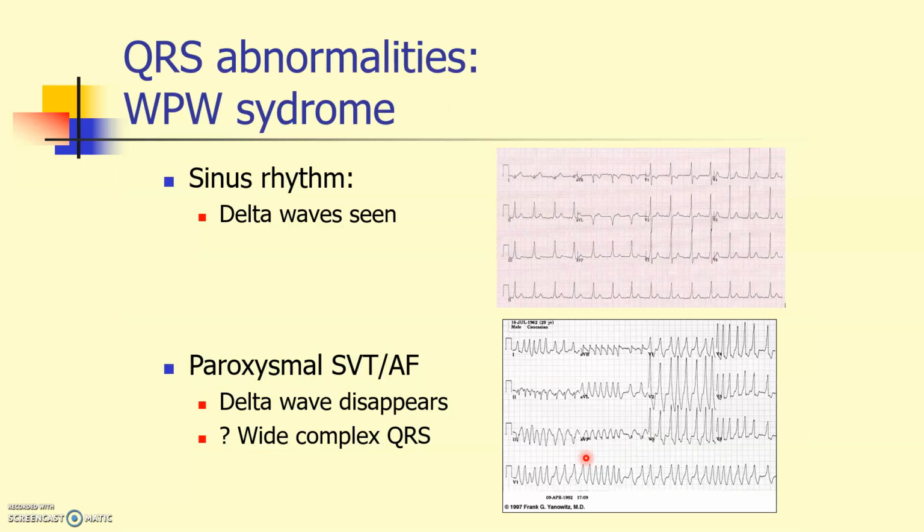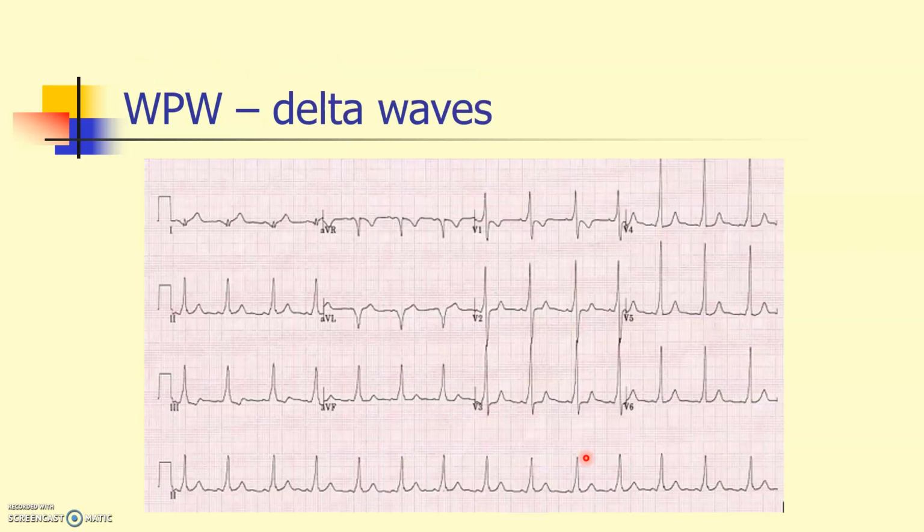Another abnormality that you can see in the QRS complex is with Wolff-Parkinson-White, which is because there's an accessory pathway to the ventricles that can lead to early depolarization of the ventricles. And this produces a little wave, this accessory bundle, a little wave just before the QRS, which broadens the QRS. And these are called delta waves. You can see them quite clearly here.